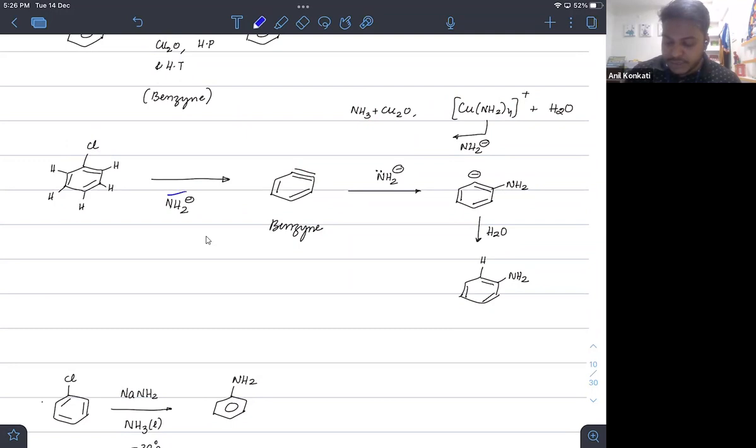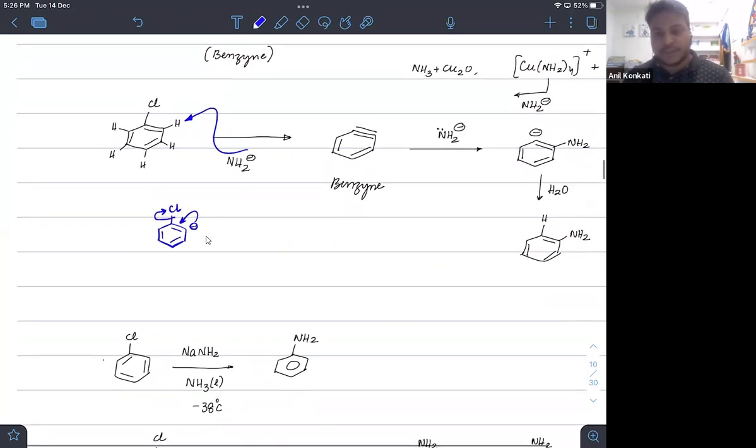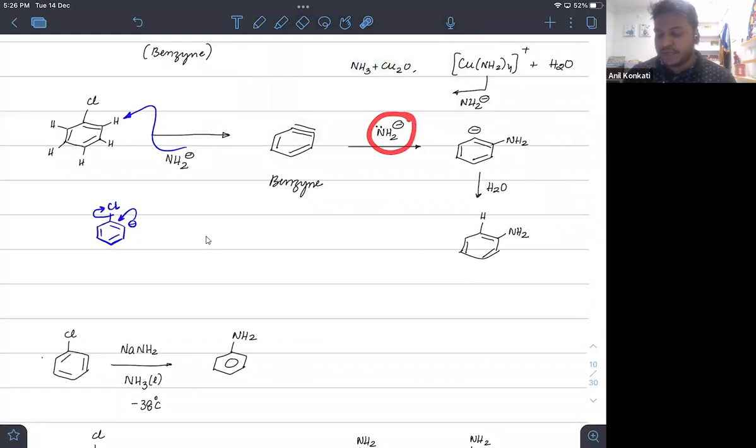So let me remind you once again, this NH2 will extract this. If you want to write the intermediates, first a carbanion forms here, beta, minus chlorine here, and it will release this chlorine via making a benzyne form, and the benzyne form, again when you treat it with this amide form, you'll get NH2, and on hydrolysis finally you'll get that aniline.